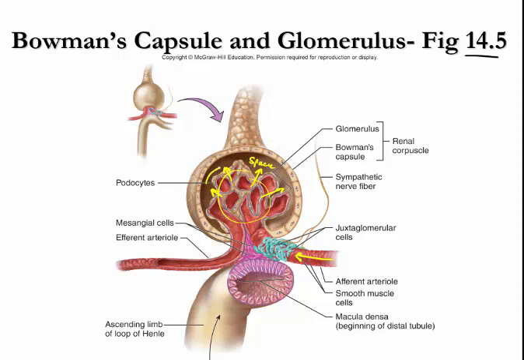And then Bowman's capsule will route everything that's getting filtered, which we now call filtrate, into the tubule system of the nephron. And then the blood will leave the filter in the efferent arteriole, which of course will become the peritubular capillaries, which are important for filtration and tubular secretion. Sorry, not filtration, my apologies. Which are important for tubular absorption and secretion.